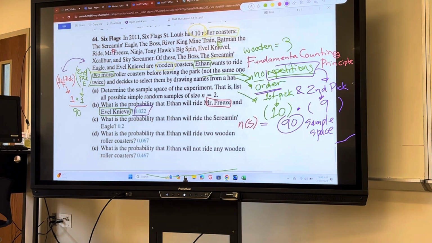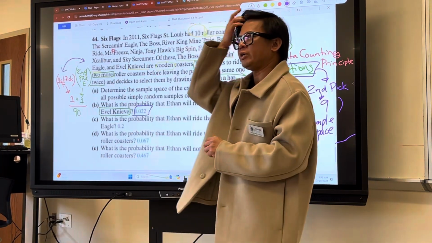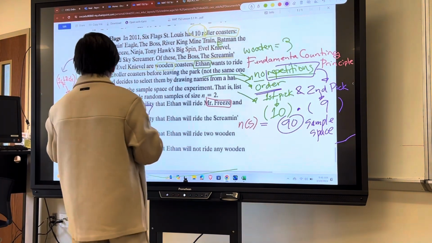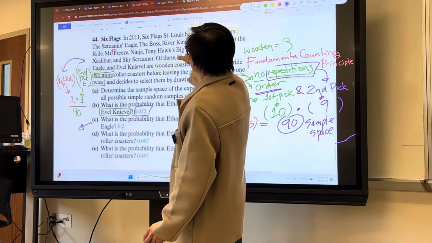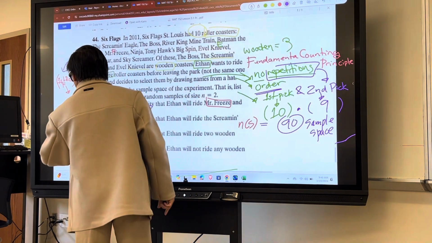Okay. What about letter C? Okay, let's read letter C and see how we got this one. Emma, let's read letter C. Probability that Ethan will ride the Screaming Eagle. Screaming Eagle. How many will that be? So there's only one Screaming Eagle, right? So that's the first pick.